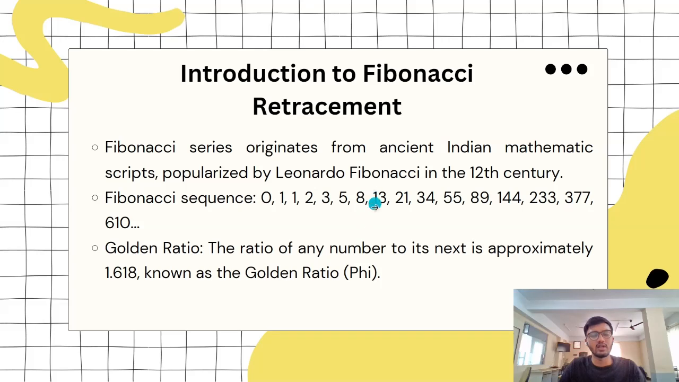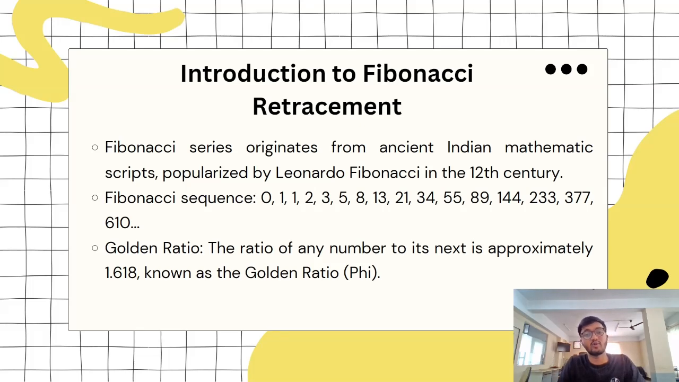If you divide these terms, there is a very constructive pattern. The ratio of any number to its next is approximately 1.618, known as the golden ratio. So 5 divided by 3 is approximately 1.6. 8 divided by 5 is approximately 1.6. It's such a beautiful series, and it is found in flowers. By the shape of flowers, you can see there are some kind of Fibonacci sequences there. So that was just about Fibonacci.